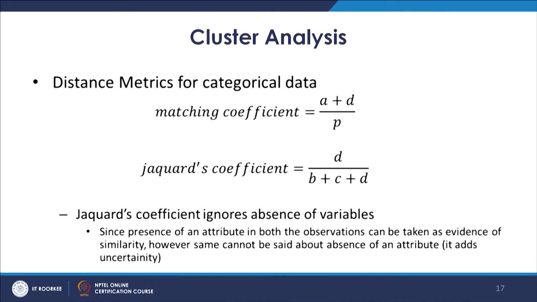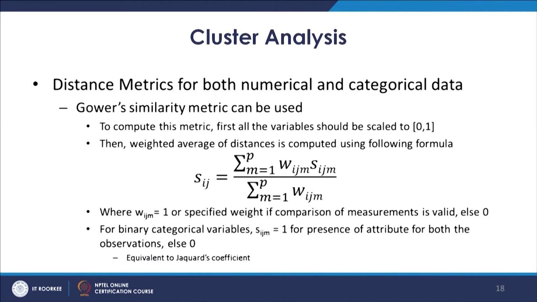So, we talked about two specific coefficients, matching coefficient and Jaccard's coefficient, and how they can be used to measure categorical variables. Then we also talked about the scenario where both numerical variables and categorical variables are present. In such a scenario, what are the metrics which could be used to measure distance? Gower's similarity metric is one that could be used. So, let us understand this particular metric.